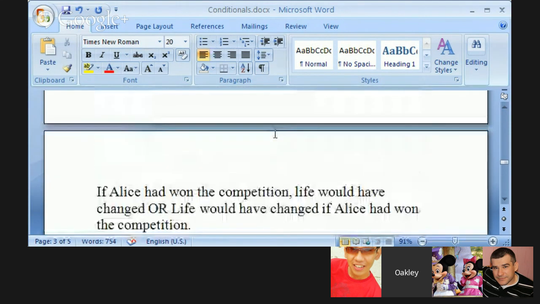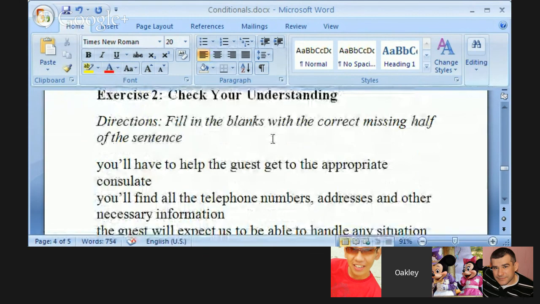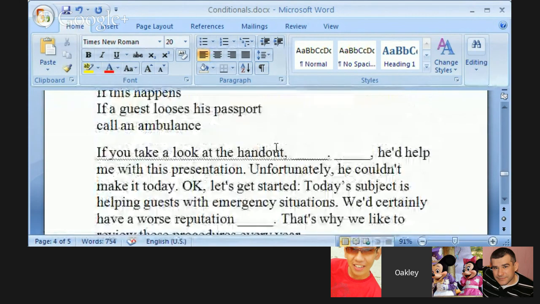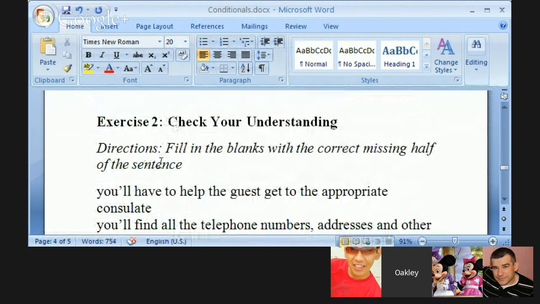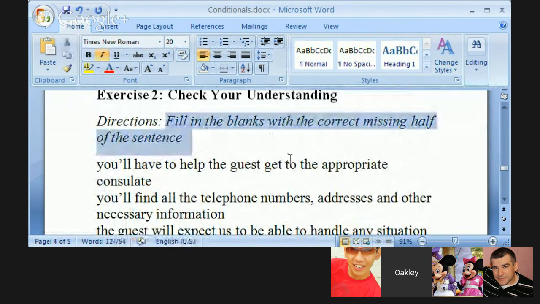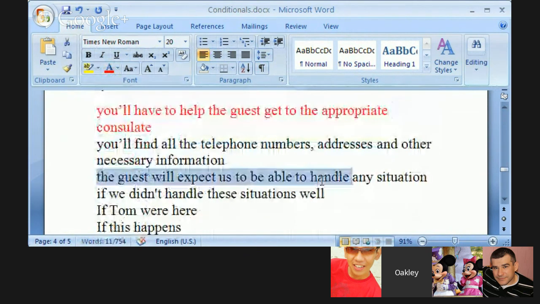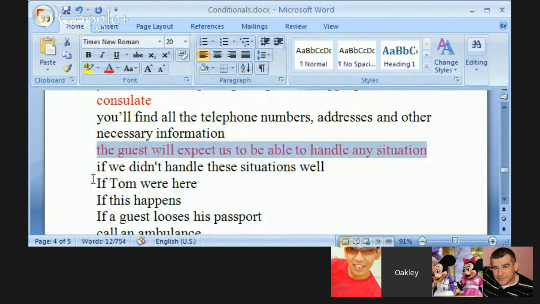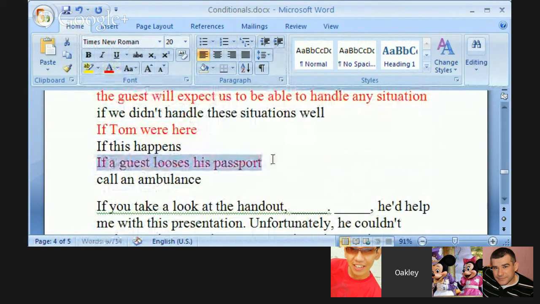All right, we're going to try something here, which will involve me going up and down, and you'll have to think about this a little. We're going to do a little exercise to check our understanding. We're going to fill in the blanks with the correct missing half of the sentence. Let me make it clearer by making every other sentence black and red, so you don't get lost in here.